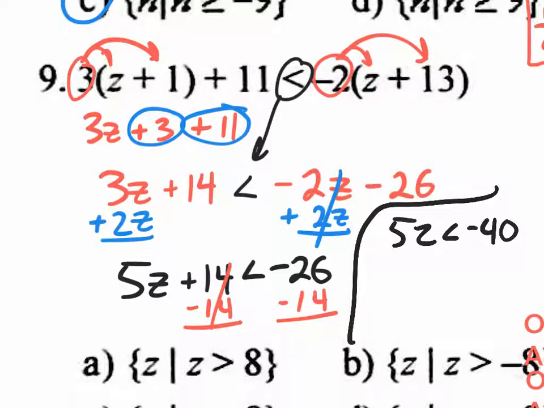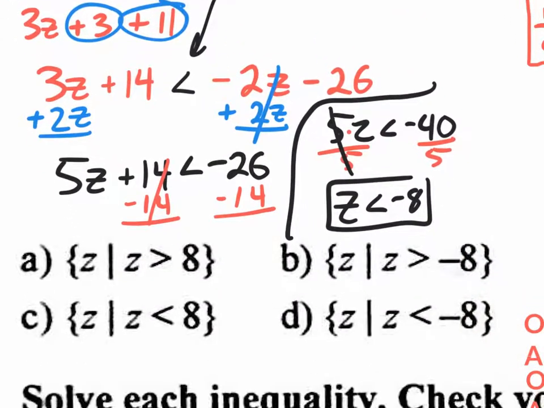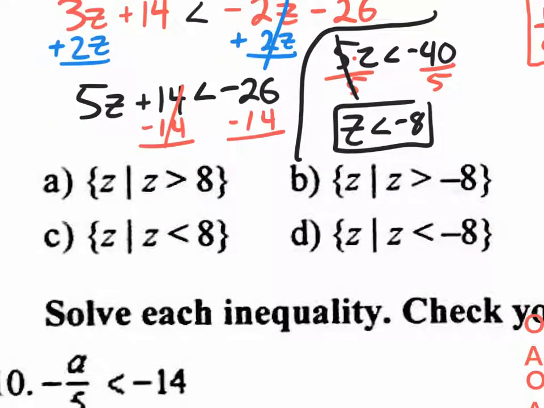So my final step here, I have a 5 times z, so I want to get rid of that by dividing by 5. Am I dividing by a negative 5? No, it's a regular 5. So the inequality does not change. This cancels z, the inequality stays. Negative 40 divided by 5 is negative 8. So Z is less than negative 8. That would be D, option D.